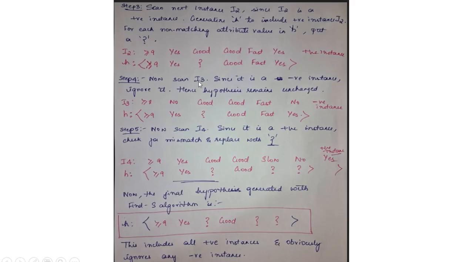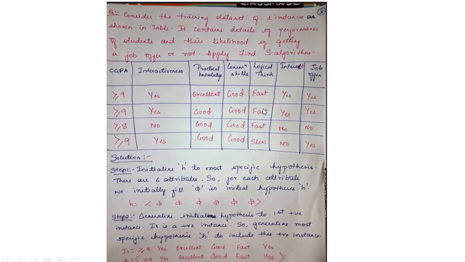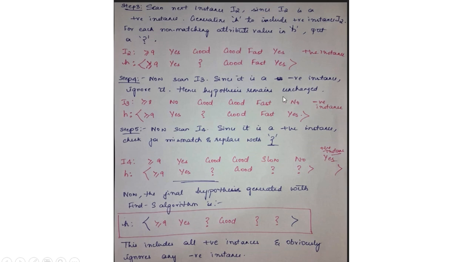Now in the next step, scan the next instance I3. You see, it is a negative instance, right? So that means we are going to ignore it. The hypothesis will remain unchanged. So just copy I3 as it is and then write the new hypothesis. There is no change because it's a negative instance. You just copy the previous hypothesis to here. You can see this hypothesis and this hypothesis are the same. We are not doing any comparison. Just copy the previous hypothesis here.